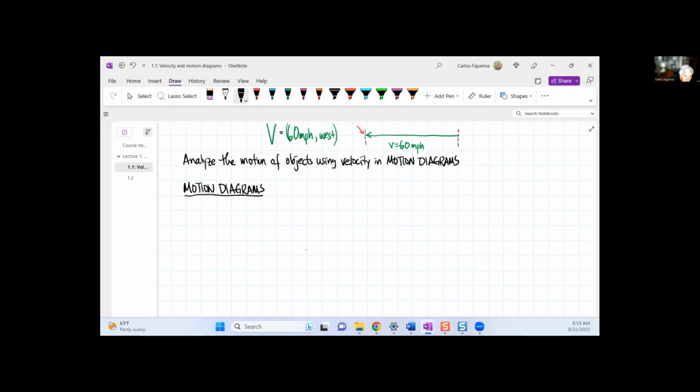So what is a motion diagram? Motion diagrams is a strobed image. And when we talk about a strobed image, what this really does is it gives us a history of the motion.